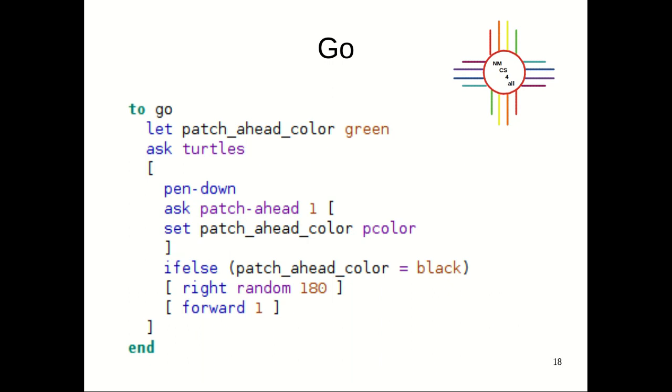You probably noticed we also have a Go button. Here is the code for it. We ask the turtle to look at the color of the patch ahead. Turn by a random number less than 180 if it is black, and otherwise, just go forward one step.